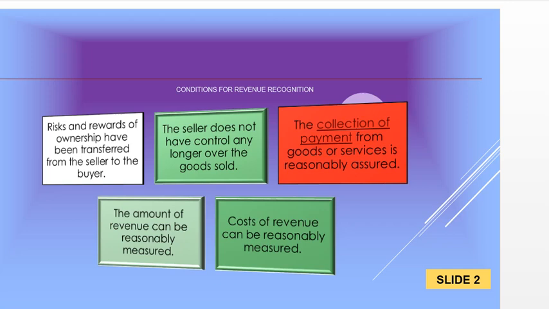Conditions 4 and 5 are referred to as measurability. Due to the accounting guideline of the matching principle, the seller must be able to match the revenues to the expenses. Hence, both revenues and expenses should be able to be reasonably measured.